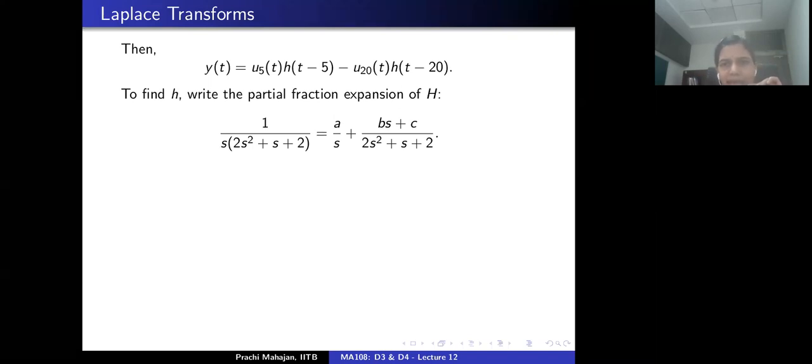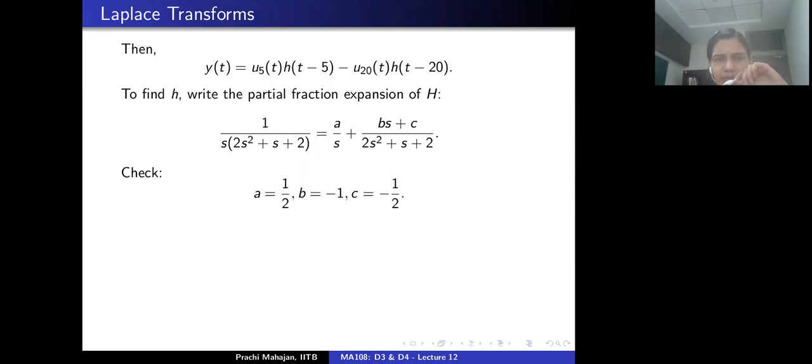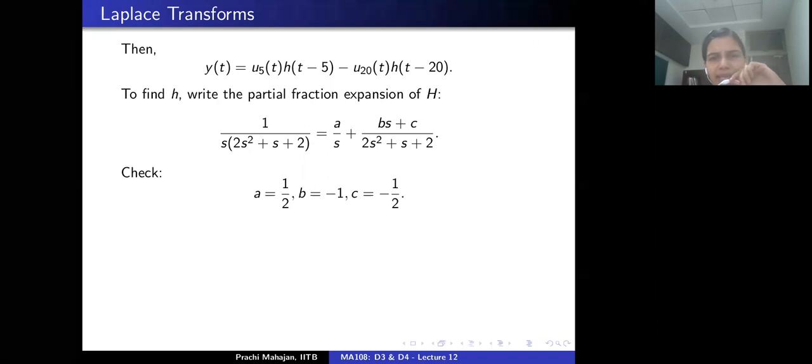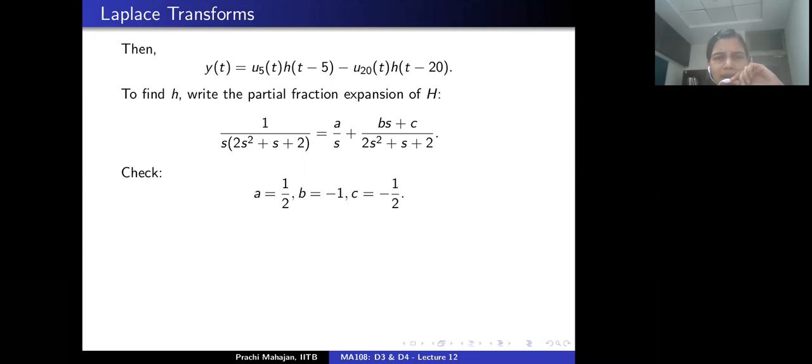the function capital H can be written as a by s plus, since I have a quadratic in the denominator, bs plus c divided by 2s squared plus s plus 2, right? If this computation is correct, then a should be half, b should be minus 1, and c should be minus half. All right, which means that one can write down the function capital H as follows. I've just plugged in the values of a, b, c.